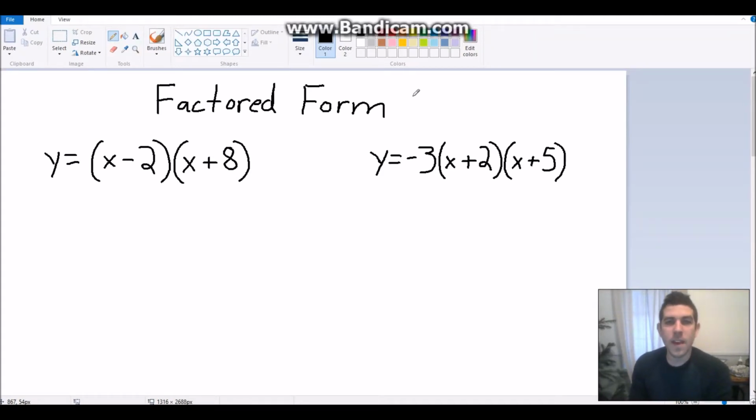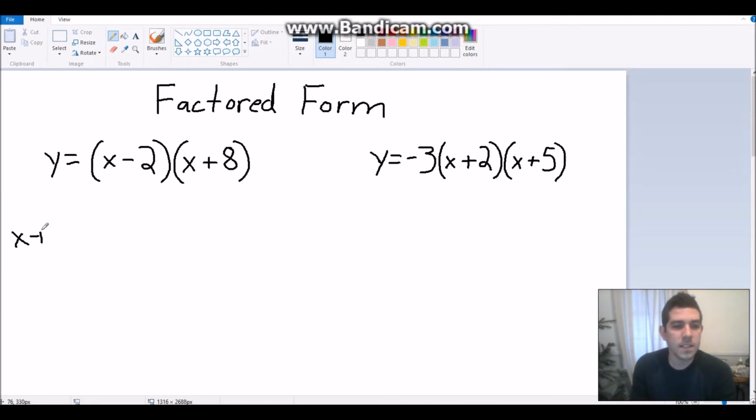Today we're going to talk about factored form of the quadratic equation. Factored form just means that we have these double parentheses. We'll see later how to come up with factored form from standard form, but right now we're just given the factored form. And each form will tell you certain key characteristics. Factored form tells you the zeros or the x-intercepts really simply.